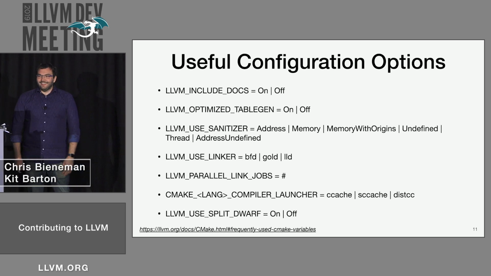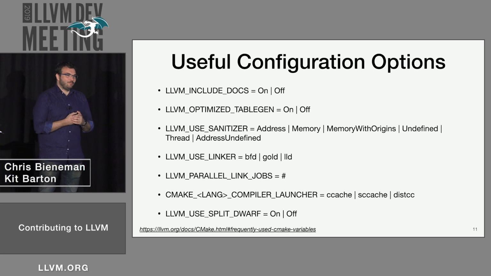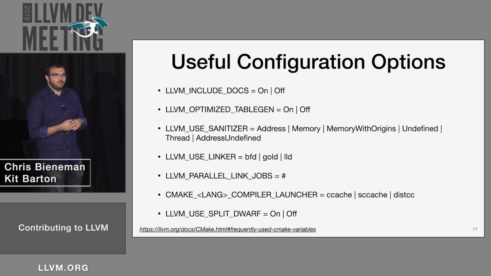The next option that I have here is the compiler launcher option, which is how you instruct CMake to use a tool like distcc or ccache or sccache for caching object files or distributed builds.